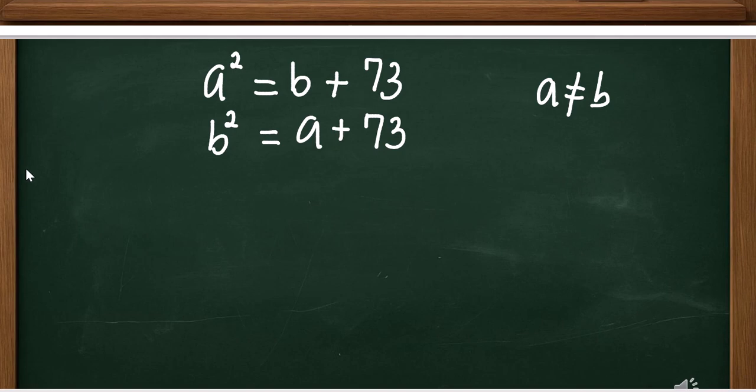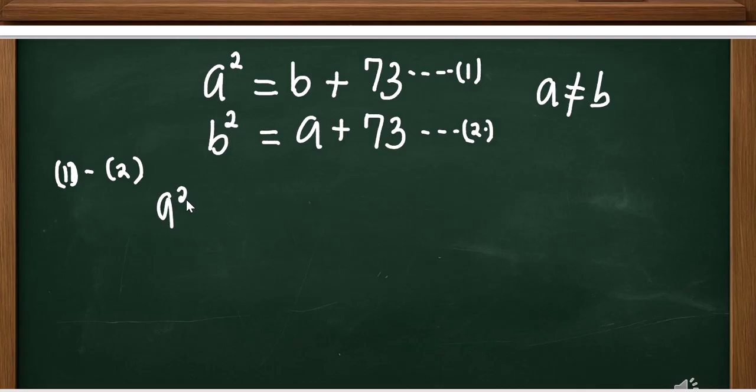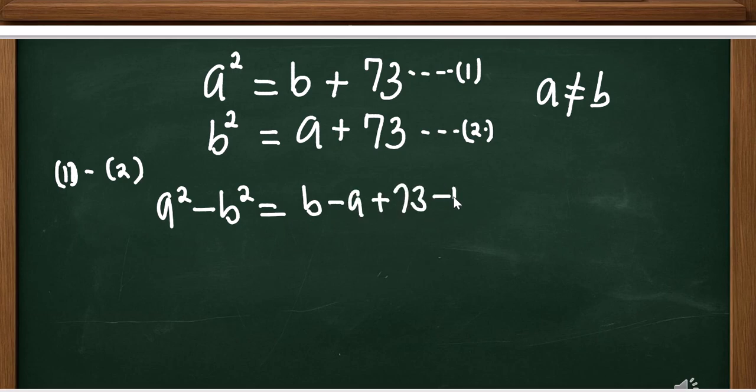We are interested in getting the value of a and b. Now, to do this, I'm going to say let this be our first equation, and this is going to be our second equation. So the first thing to do is to subtract equation 1 minus equation 2. And by doing that, here we're going to have a squared minus b squared equals b minus a plus 73 minus 73.